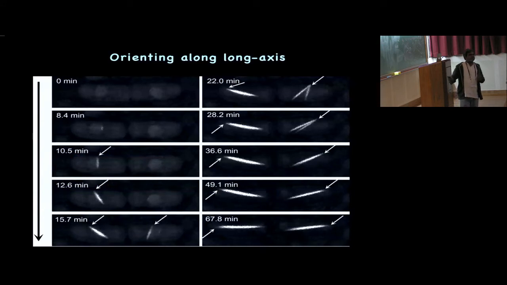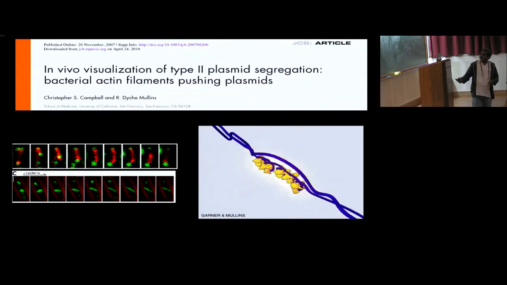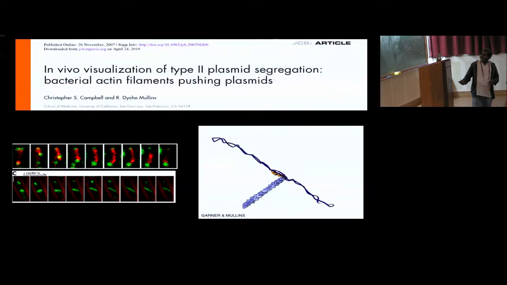So these are different polymers. This MreB has nothing to do with plasmid segregation or binding of plasmids. But here is an actin-like protein that binds plasmids and segregates. So this kind of shows you how the plasmids are segregated. So this is a plasmid. There's a DNA binding element here. There's a protein that binds to the DNA binding element. This is the actin-like protein that forms polymers.